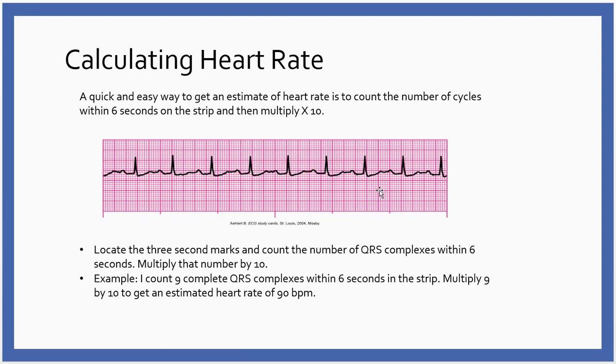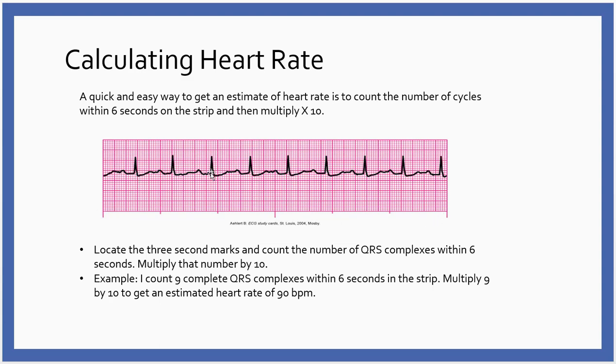So, what did I do? It says I need to find 6 seconds worth of strip first, and so this one has a lot of marks. So here to here is 1 second, 2 seconds, 3 seconds. So my here to here is 3 seconds. Here's my next big grid. So this full strip here is 6 seconds. So I'm going to count complexes. You can either count the P waves, which are these little bumps, or you can count the QRSs, and they're easier to see. So I'm going to count the complete QRSs within 6 seconds.